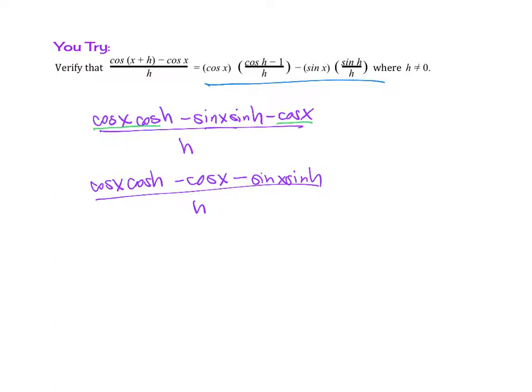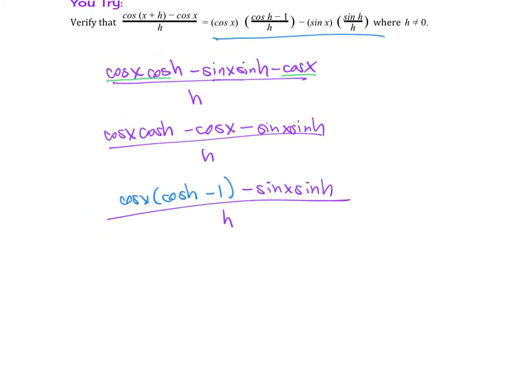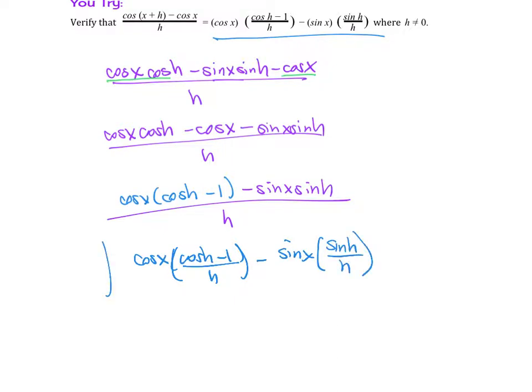So in the front, we're going to go ahead and factor a cosine of x out. We're left with cosine of h minus 1, and then the rest minus sine of x, sine of h, all over h. Then we split up the fraction like we did before. So cosine of x times cosine of h minus 1, and that's all over h. And then minus sine of x times sine of h over h. And now that is verified.